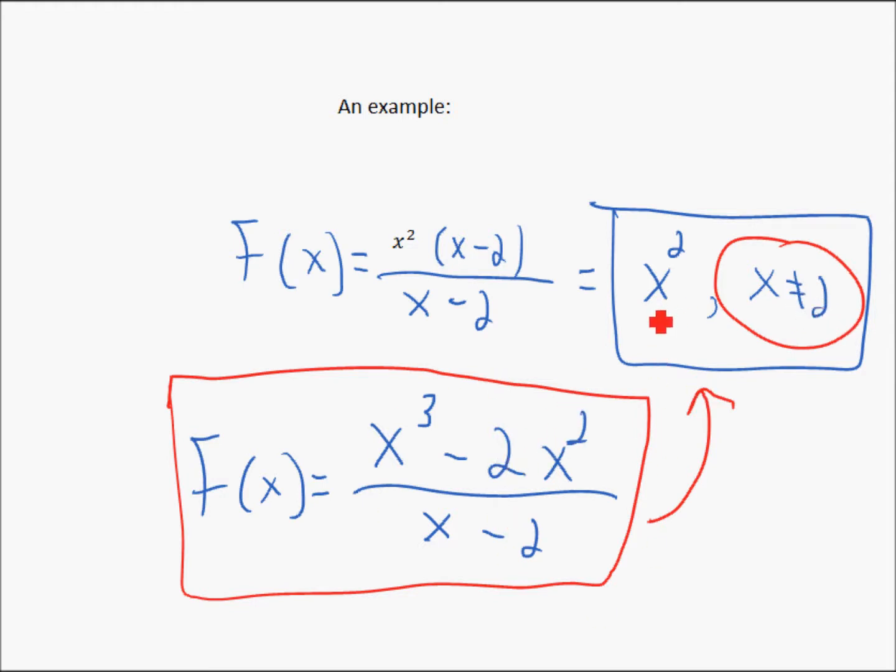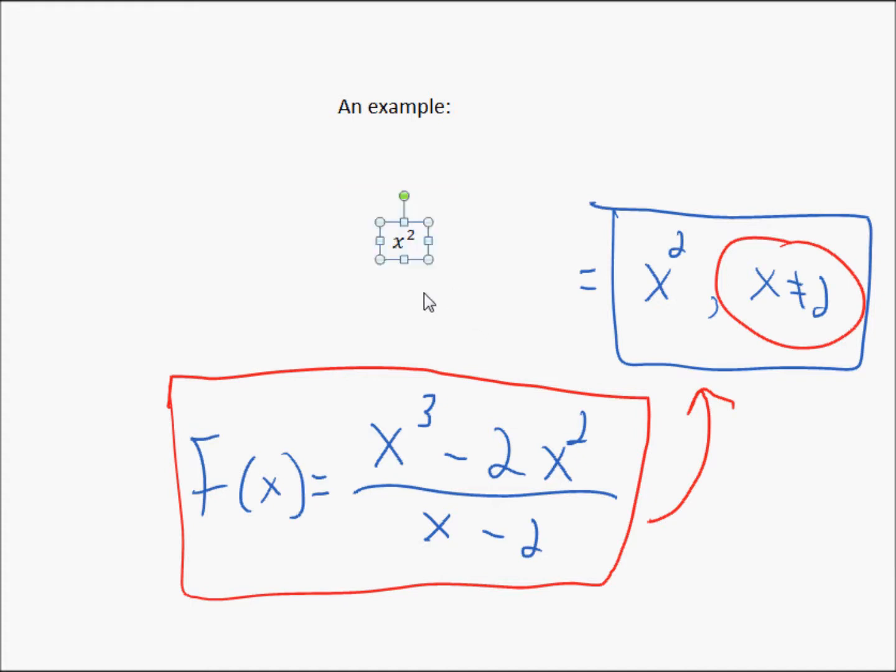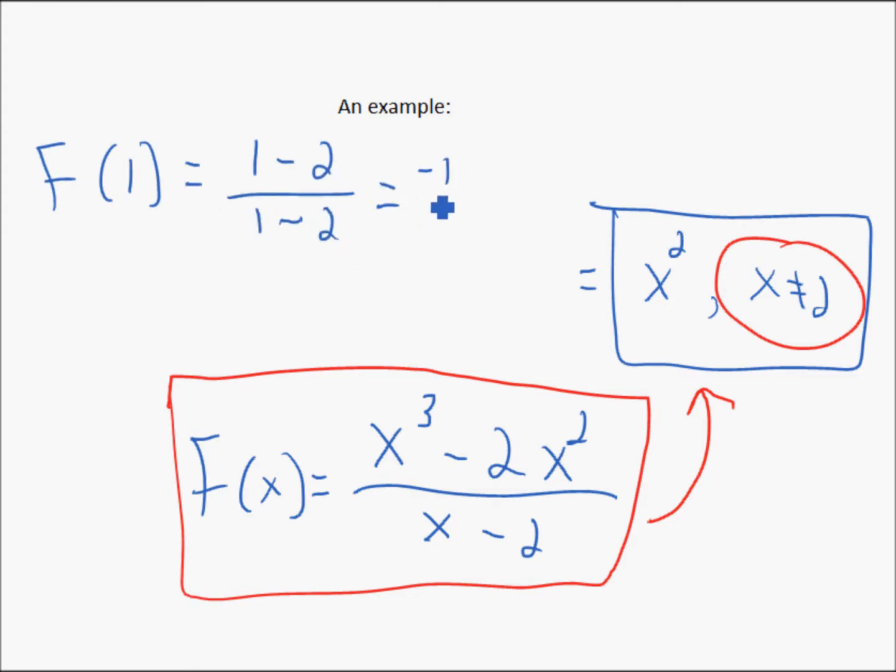And we can check it out. Let's go ahead and plug in a few values into these functions and show that they are the same thing. So let's get rid of this x squared here. Let's plug in 2 into this. 2, that's one number we can't plug in. Let's plug in 1. If I plug 1 into f of x, we're going to get 1 minus 2 over 1 minus 2. That's just negative 1 over negative 1. That's just 1. If I plug 1 into x squared, I get 1, same value. So that worked out.